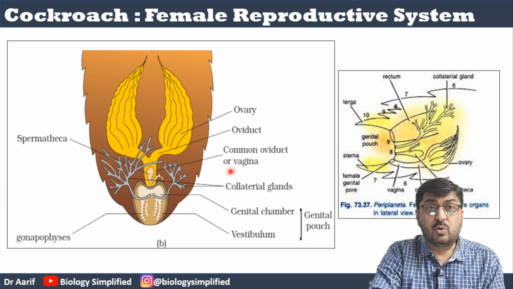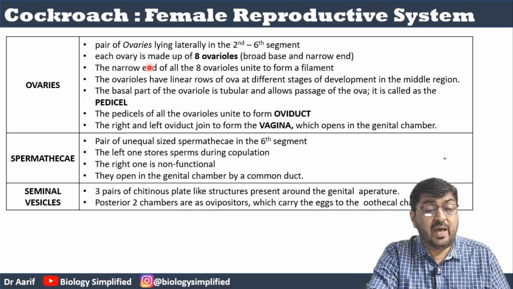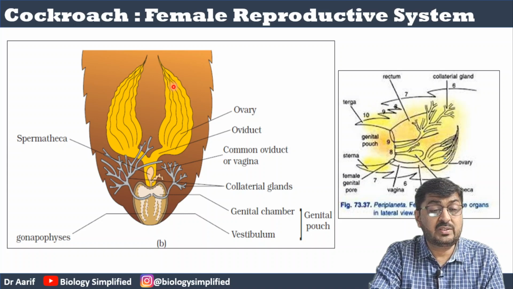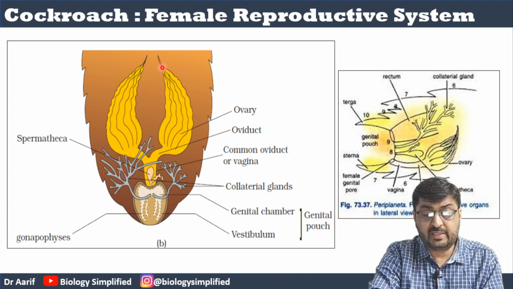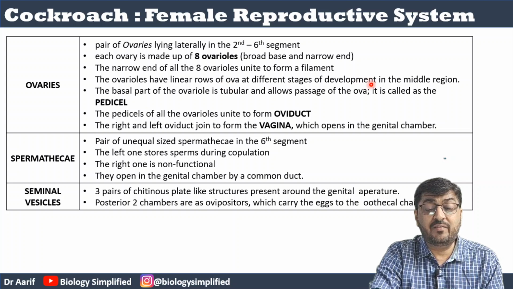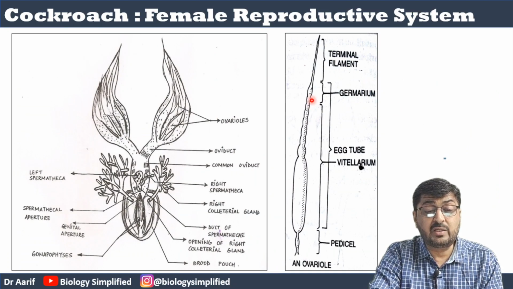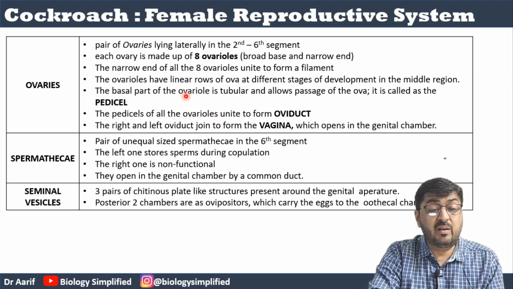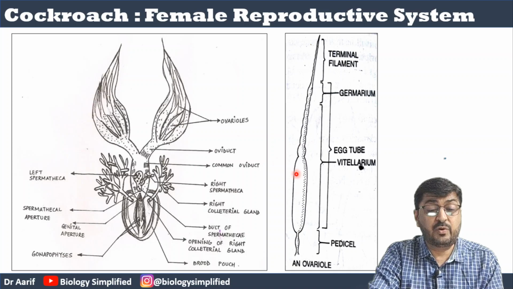Clear please? So the ovary is made up of ovarioles. The narrow ends of all 8 ovarioles unite to form a filament. Right? So do we see all the narrow ends uniting to form a filament? Yes. The ovarioles have linear rows of ova at different stages of development in the middle region. So we're talking about this middle region. Can you see the small dotted structures? That is the ova in different stages of development. The basal part allows passage of ova. It is called the pedicel. So we're talking about this structure, the pedicel here. Okay.